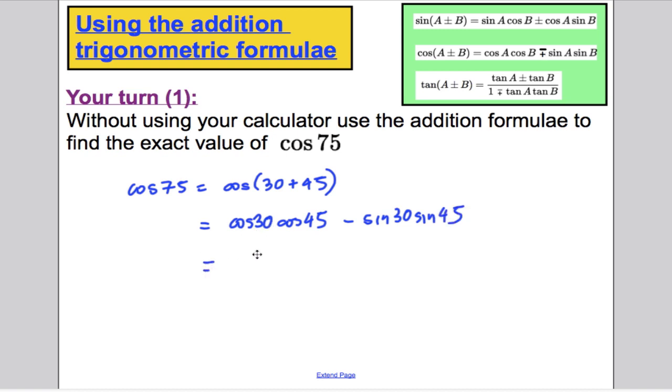and you know cos 30 is root 3 over 2, you know that's root 2 over 2, so that's root 3 over 2 times root 2 over 2, subtract a half times root 2 over 2, just subbing in here, and you could say that is root 6 minus root 2 all over 4, in a similar way to what I did previously. Right, let's do a different type of question.